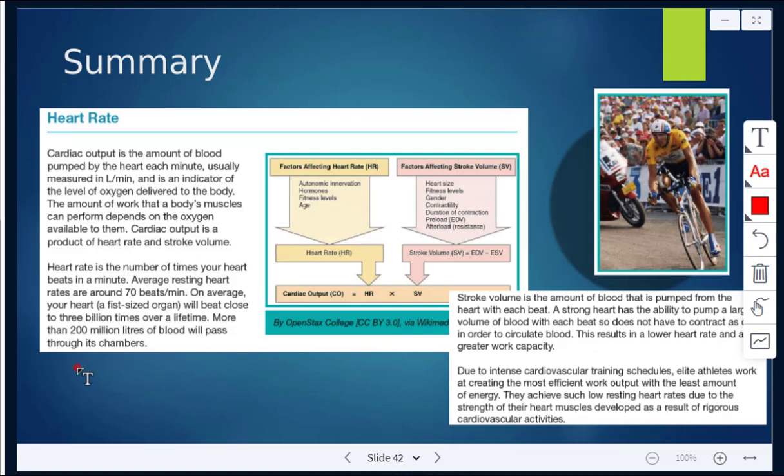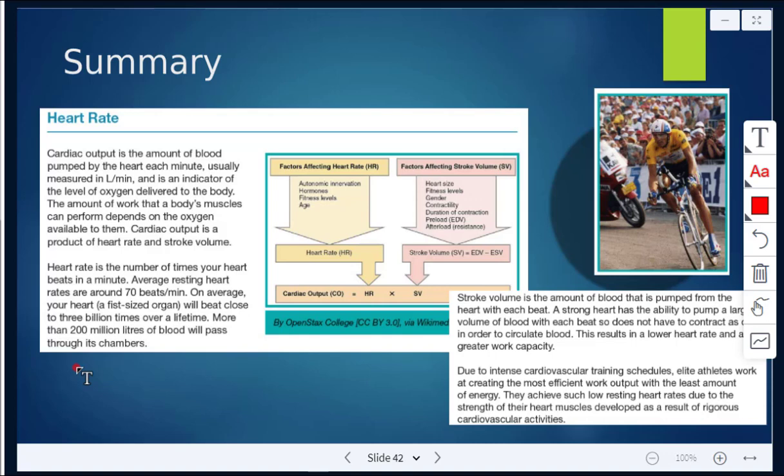All right, and then we had talked about heart rate and cardiac output, which is the amount of blood pumped by the heart each minute, measured in liters per minute. It's an indicator of the level of oxygen delivered to the body. The amount of work that a body's muscles can perform depends on the oxygen available to them. So cardiac output is a product, or when you multiply, heart rate and stroke volume.